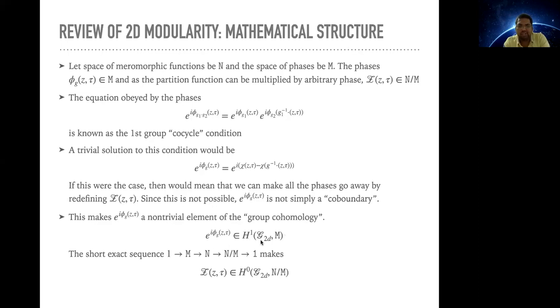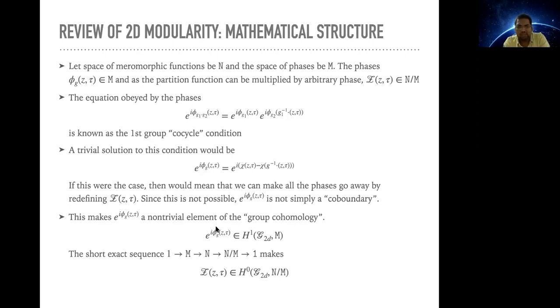This G2D is simply the SL2Z semi-direct product Z squared that I talked about earlier. Now this is the first group cohomology because this phi g has one group label g. You can think of this as the degree of the form. A two-form would be a thing with two labels of g here, and a three-form would be a thing with three labels of g here. If they corresponded to non-trivial elements of group cohomology, then you would denote them by H2, H3, and so on.